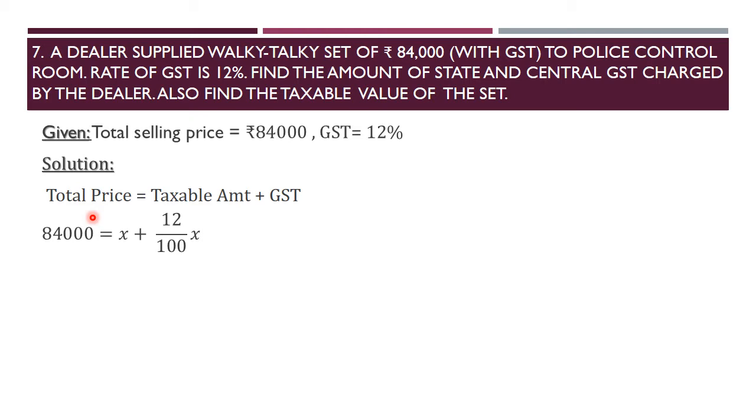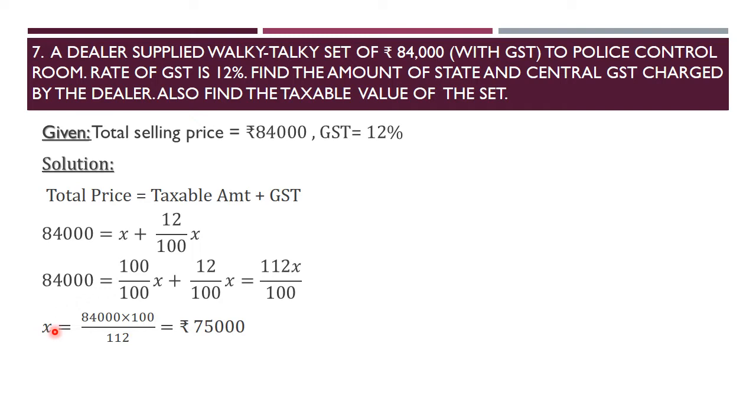Okay. Now we solve this equation, wherein we will equalize the denominator. So 100 upon 100 x plus 12 upon 100 x, and that will become 112x upon 100 is equal to 84,000. So x should be 84,000 multiplied by 100 divided by 112. If you solve it, you will get 75,000. So the taxable value of the set is 75,000.